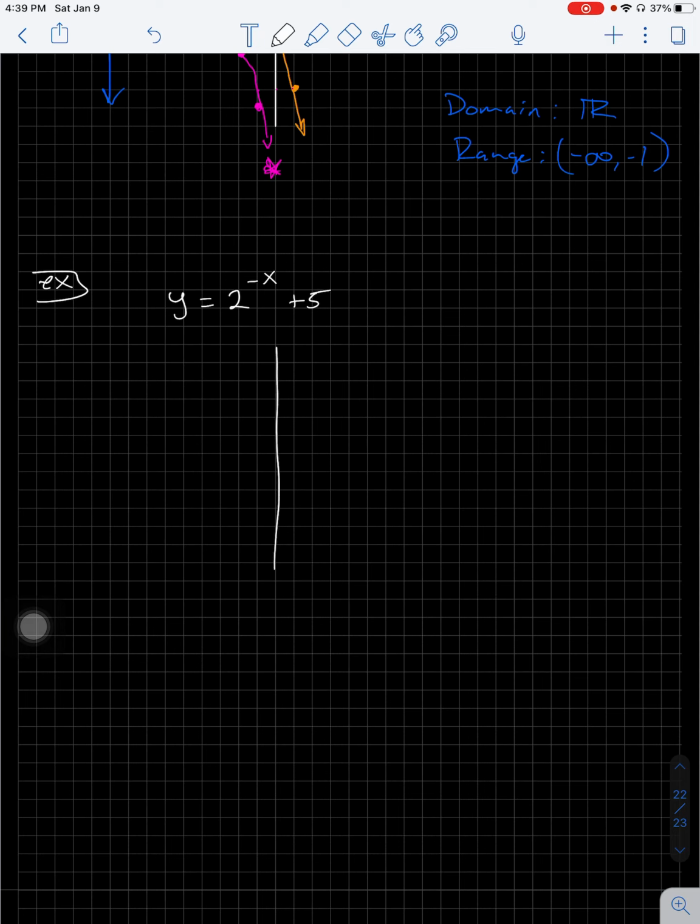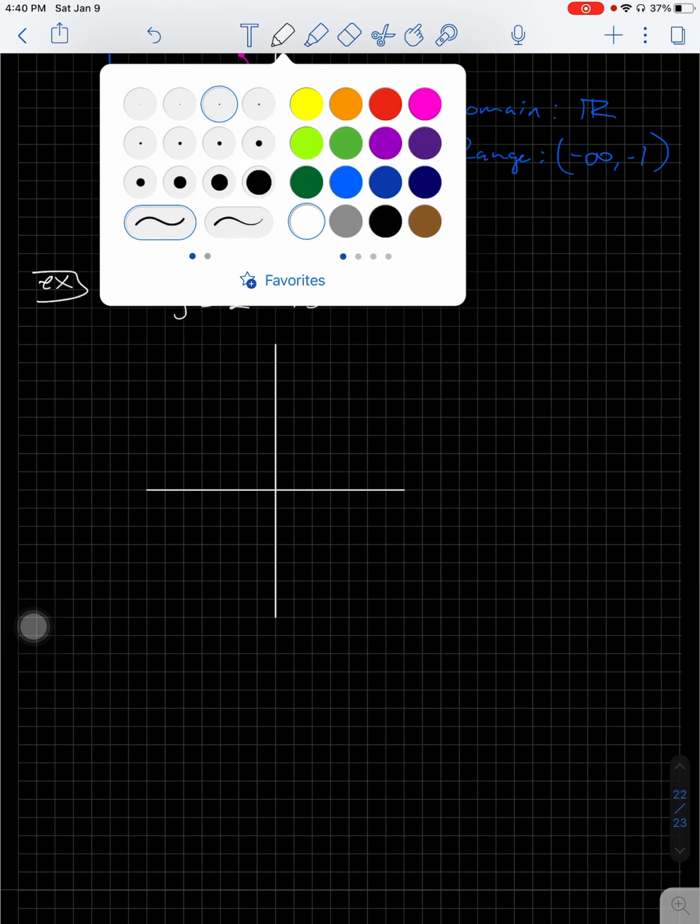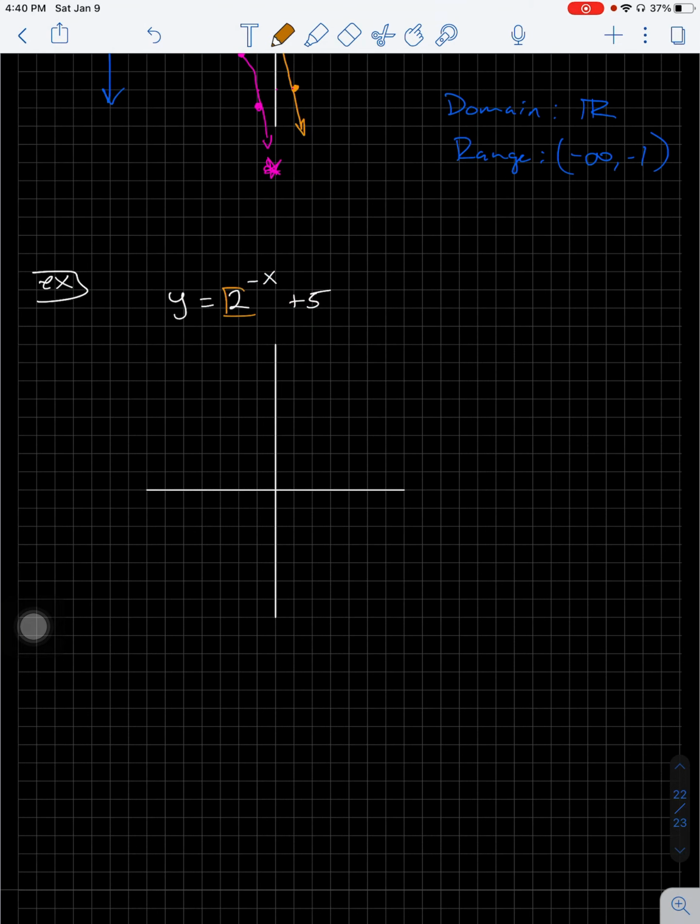Okay, we need to figure out what our parent graph is and what our base is. So I'm going to start that out in orange. Our base is 2. It's the number with the exponent on it. So my start values are 0, 1 and 1, 2. Asymptote at y equals 0. Here we go.